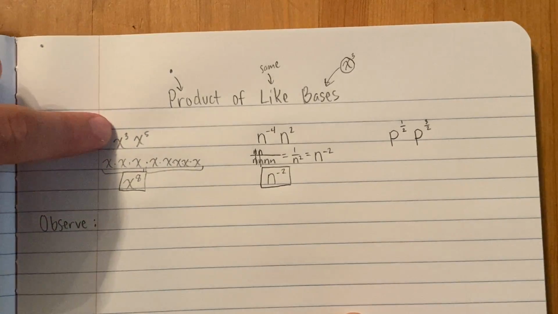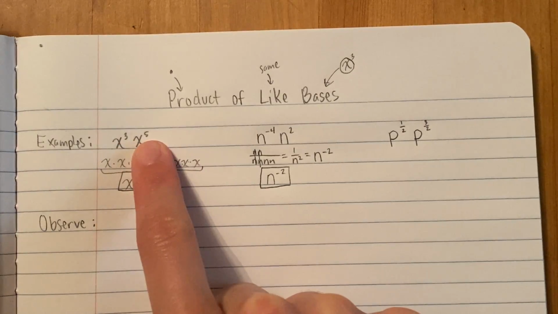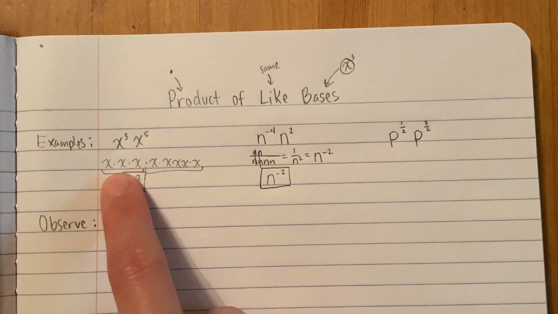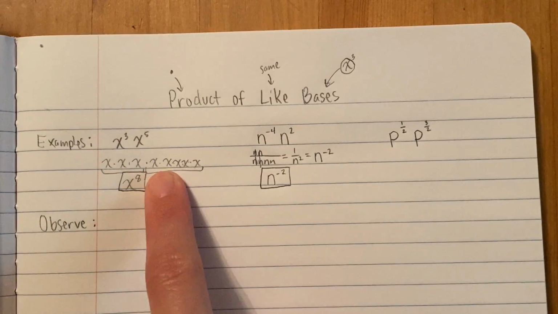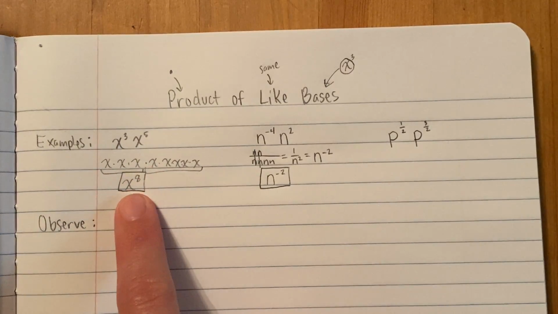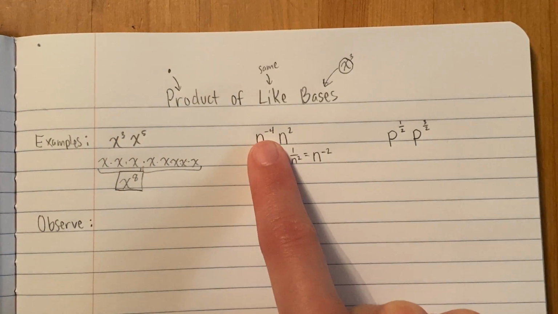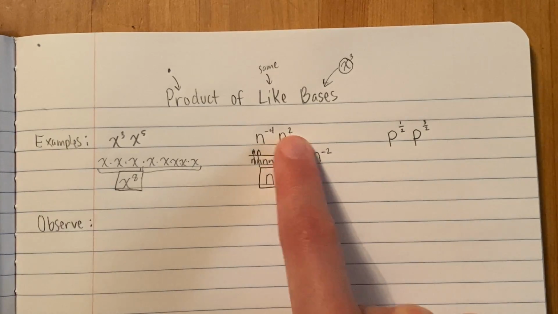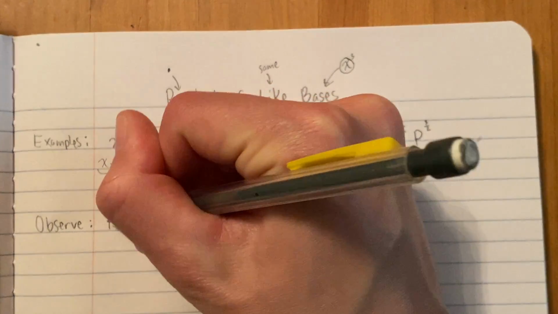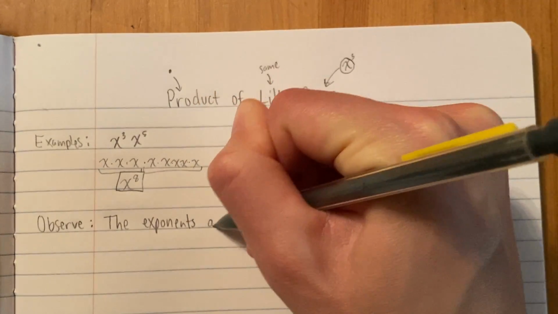What do you notice about the exponents here? When I had an exponent of 3 and an exponent of 5, what did you notice in the answer? See how the exponents were added, right? This was x times x times x, that was 3 x's, and then another 5 x's, and we ended up saying, oh, well, there's 3 plus another 5 more. There's a total of 8 x's. So the exponents are getting added. The exponents are getting added here as well. This is negative 4 plus 2. That's negative 2, right? The exponents are getting added. So what we observe is that the exponents are added.